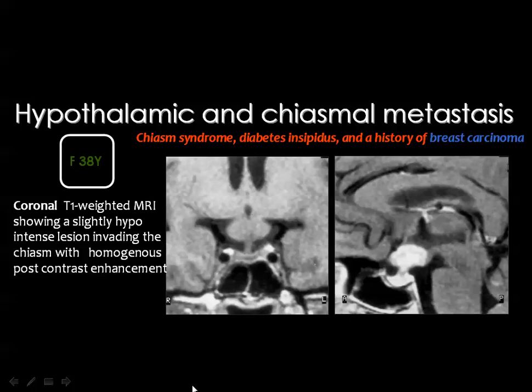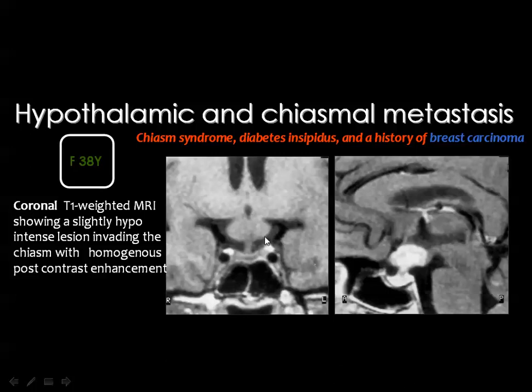You remember that metastatic deposits can affect any part of the sella and the suprasellar region. It can affect the pituitary gland. It can affect the suprasellar area, the hypothalamus, the chiasm, and the infundibular stalk. For the diagnosis of metastasis, the known primary malignancy is one of the helpful diagnostic issues.